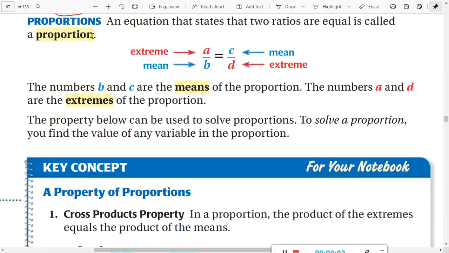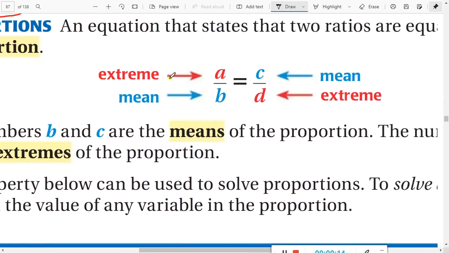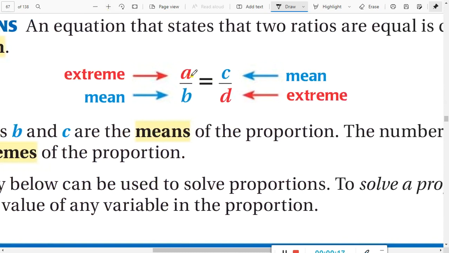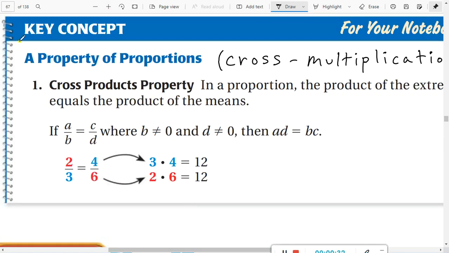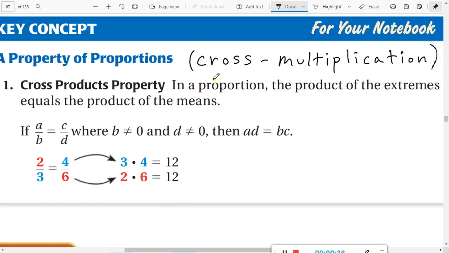Continuing, chapter 6.1. A proportion is an equation that states that 2 ratios are equal. All right, let's see here. So when you set up the proportion, the numbers on the top left and bottom right are considered the extremes, and the numbers on the bottom left and top right are considered the means. So this is the cross products property, okay? It's basically just cross multiplication.